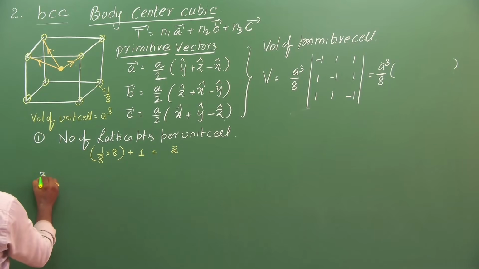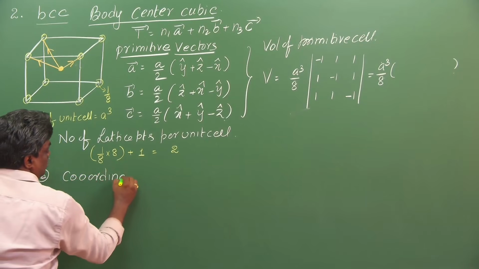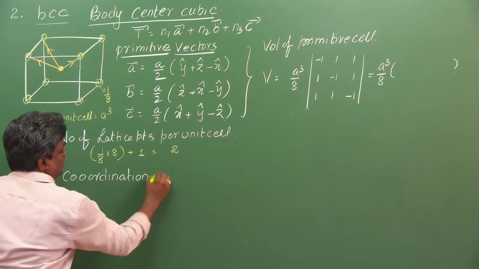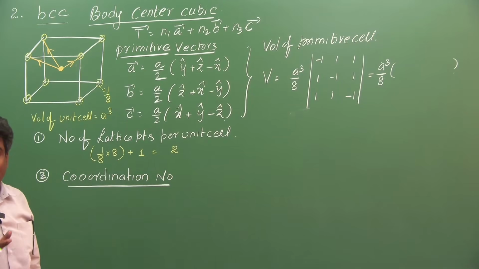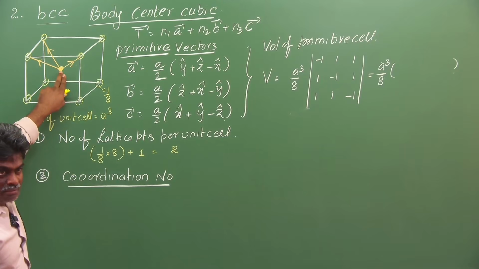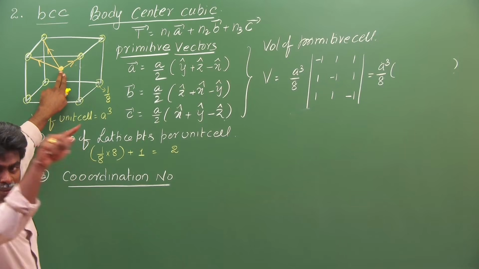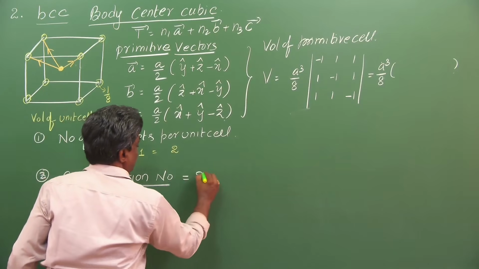Next, second one, coordination number. No need to write every time, just coordination number. You know what is meant by coordination number? The number of first nearest neighbors. If you take the middle BCC point, the body center point, how many atoms surround it? 8. That's why the coordination number is 8.